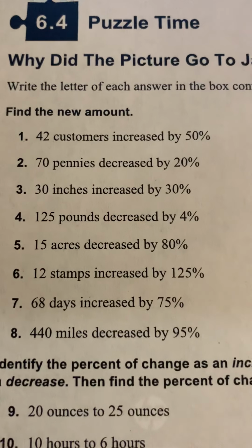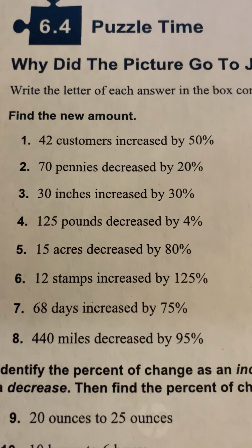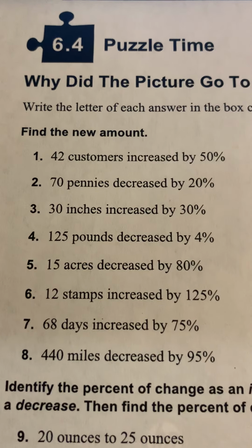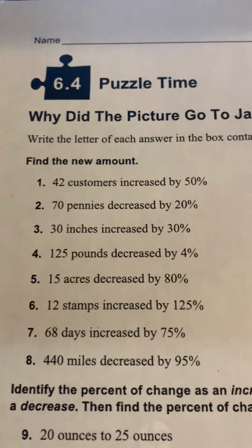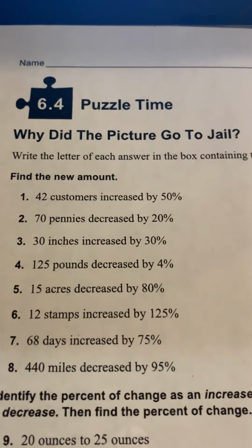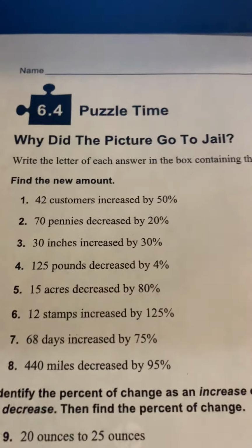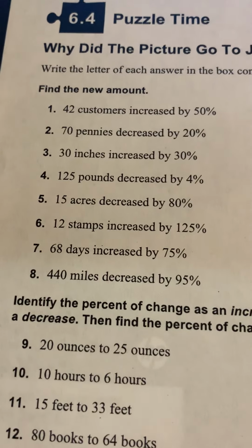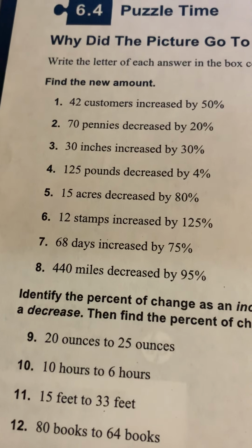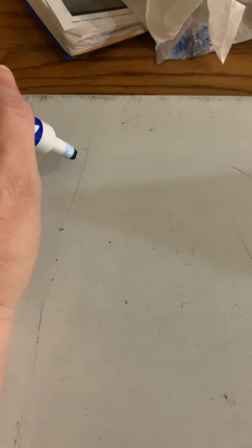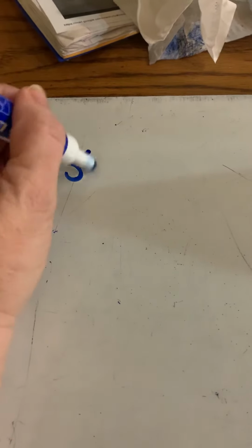Okay, and for the next one, I want to talk to you about figuring out when it's increased: 42 customers increased by 50%. What that means is you're going to multiply by that percent, but you're also going to include that whole amount. So what I would do is, if you think about it, you're going to do 42 times 50% and then add that to 42. So if you do that, that's basically what I would do, I would say, okay, I have 50%.